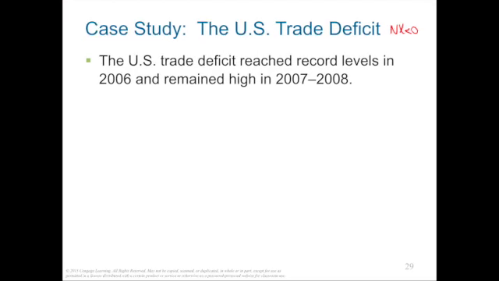So let us now discuss the trade deficit in the United States. A trade deficit means net exports is negative. So there is a net capital inflow of money in the economy. The US trade deficit reached record levels in 2006 and remained high in 2007 and 2008. Now recall that net exports is equal to net capital outflow and is the difference between domestic savings and investment.